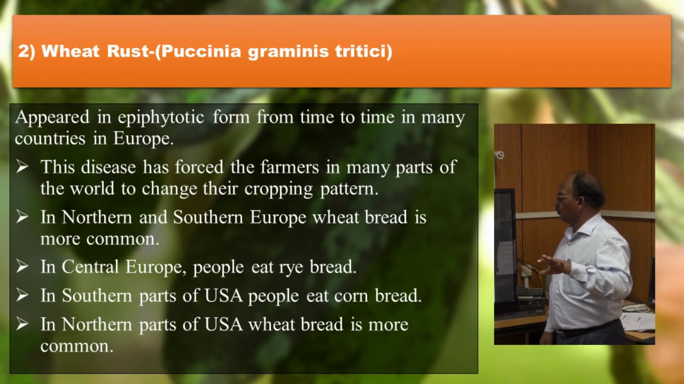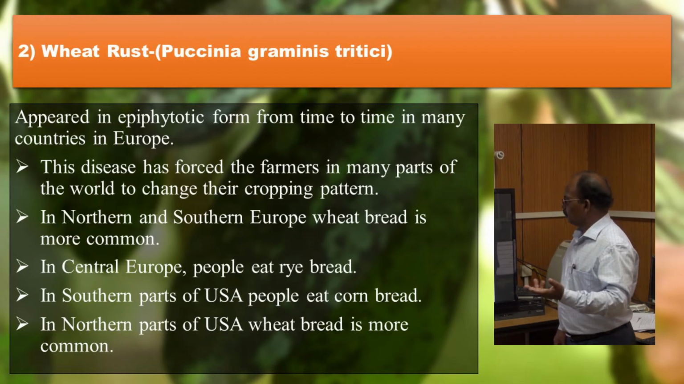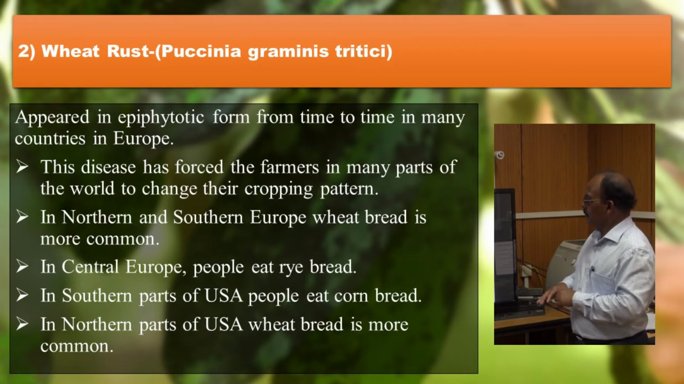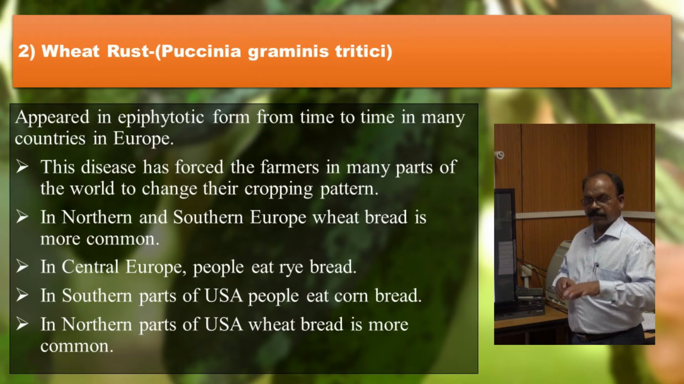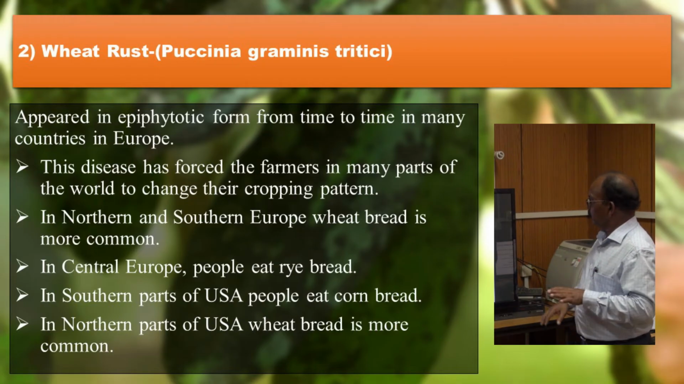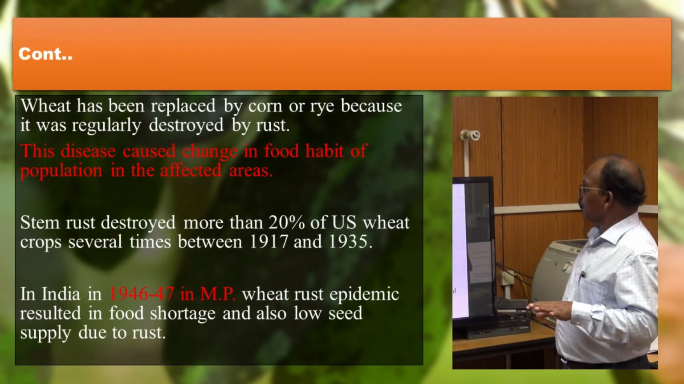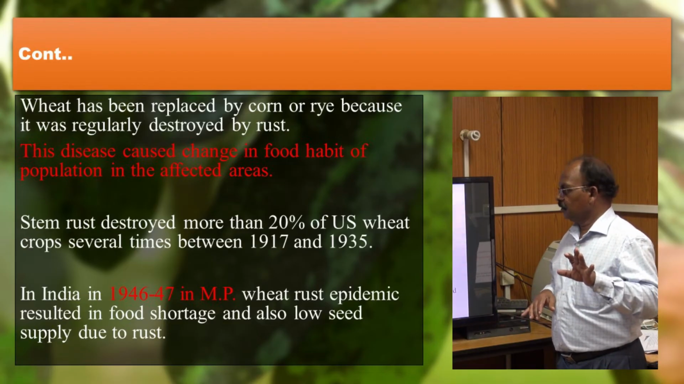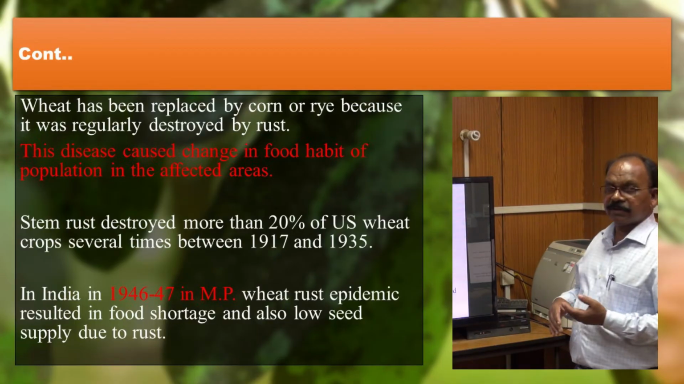In northern and southern Europe, wheat bread is more common. People eat wheat bread. In Central Europe, the people eat rye bread. In southern parts of USA, people eat corn bread, and in northern parts of the USA, wheat bread is more common. Wheat has been replaced by corn or rye because it was regularly destroyed by the rust. This disease caused change in the food habit of the population in the affected countries.